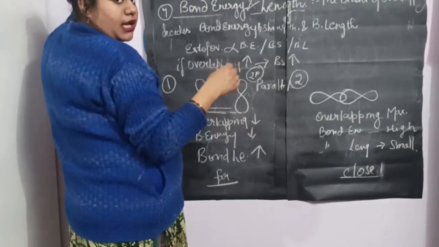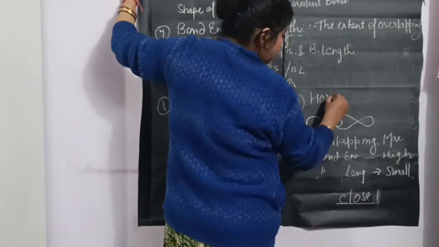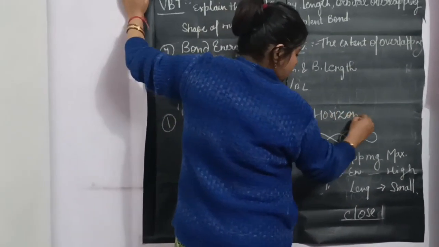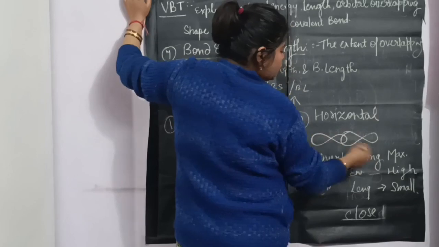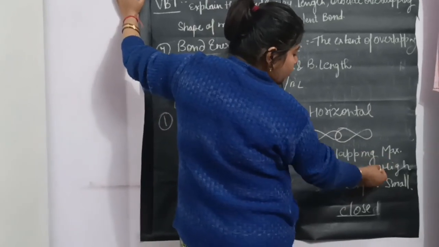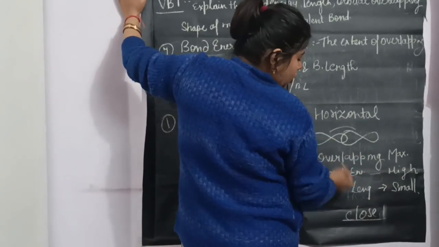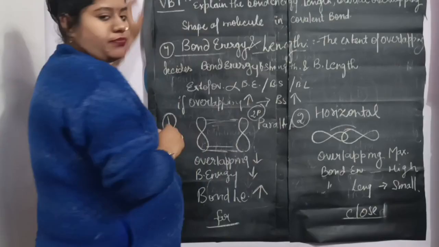Now I take another example of 2p orbitals in a horizontal region. They are very close to each other, so overlapping is maximum. Bond energy would be high and the bond length will be so small because they are close to each other.